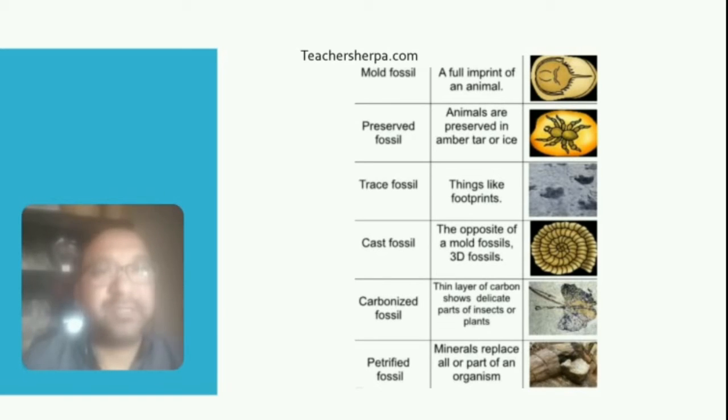Fifth is carbonized fossil. If all the organic contents of an organism get evaporated away due to diagenesis or lithification, only the carbon film remains there. This carbon film is called carbonization, and it represents a fossil. The last one is petrified fossil, in which the minerals replace all of the organism.